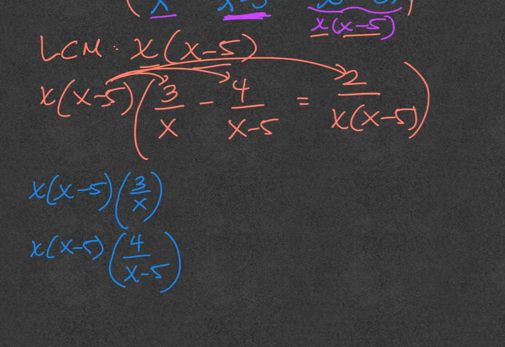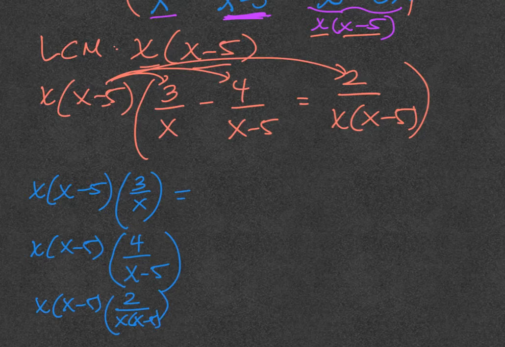And then the last one I do is x times x minus 5 times this whole last one. So I do this over here so people can really see what is actually canceling out. Sometimes people have a hard time visualizing what is cross-reducing, and this will help.